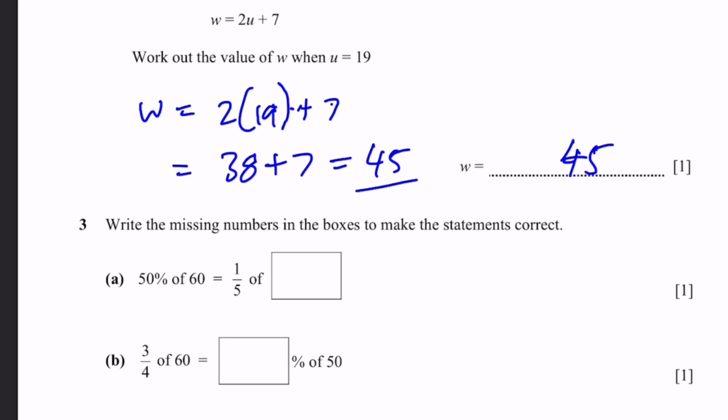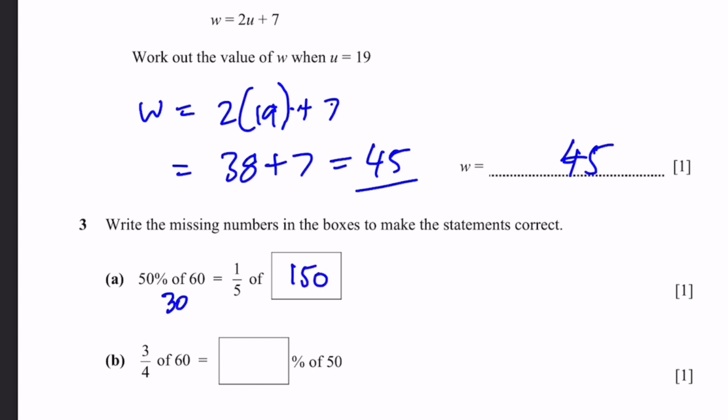Question 3. Write the missing numbers in the boxes to make the statements correct. A. 50% of 60 is equal to 1 by 5 of dash. 50% of 60 is equal to 30. And 1 by 5 of something is equal to 30. So that something is 30 into 5, which is equal to 150.